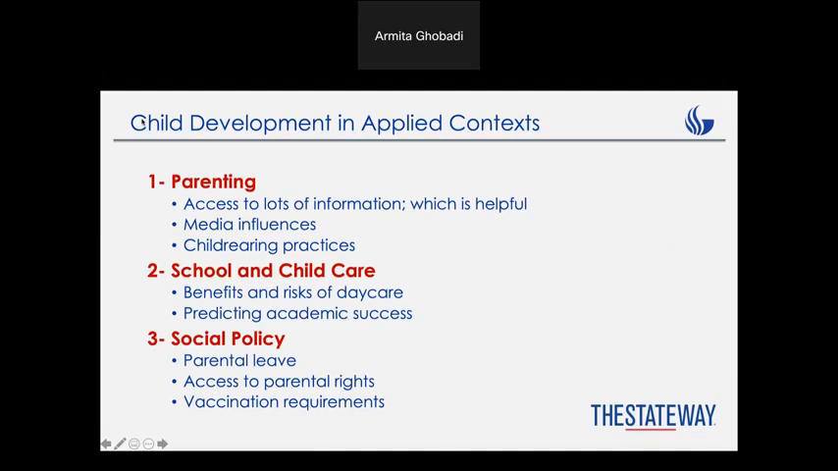It can be social policy, for example, parental leave, which is allowed in some countries, but it's not allowed in some others. It can be vaccination requirements. We know that there are some countries that cannot provide a secure vaccination for their citizens. So they're all going to be applied context.